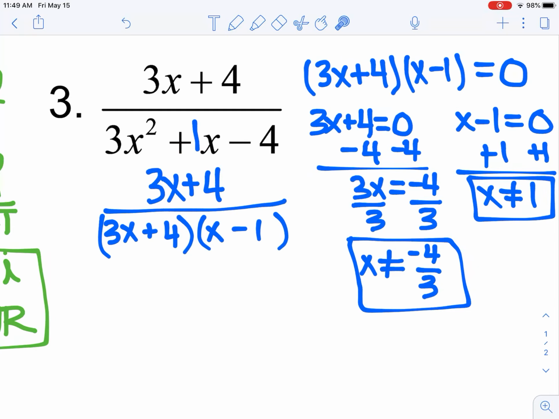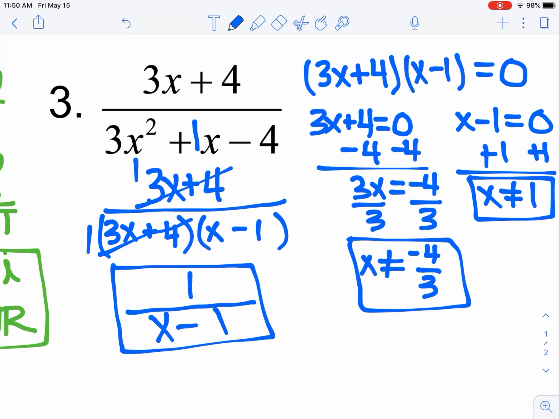All right, now let's go back over to number 3 and see if we can simplify. I can see that I have 3x plus 4 on the top and the bottom of my fraction. So those will cancel out and leave us with 1s. So we have 1 on the top, and then on the bottom, distribute in that 1. So we just have x minus 1. So our final answer is 1 over x minus 1, where x cannot equal negative 4/3 or positive 1.